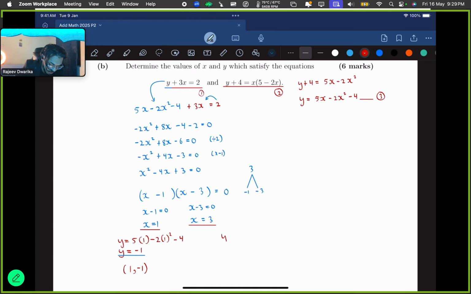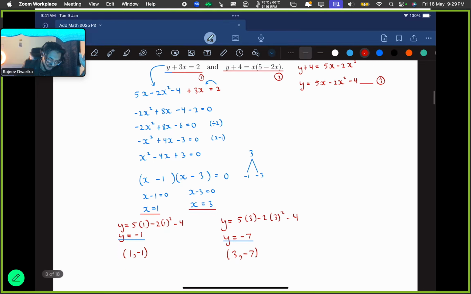And now we're going to replace x for 3. So that'll be 5 by 3 minus 2 by 3 squared minus 4. Okay? And so we're going to end up with 15 minus 2 by 3 squared minus 4. Minus 7. So the point here will be 3 comma minus 7.